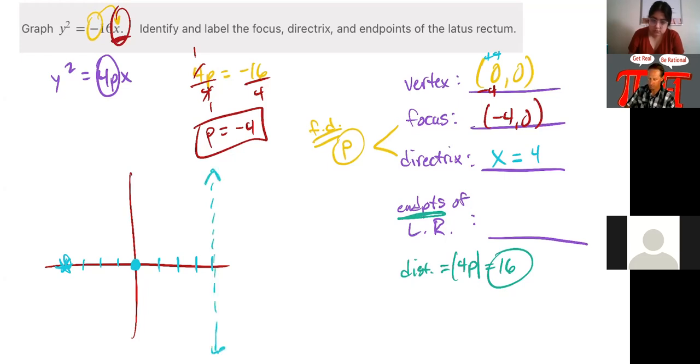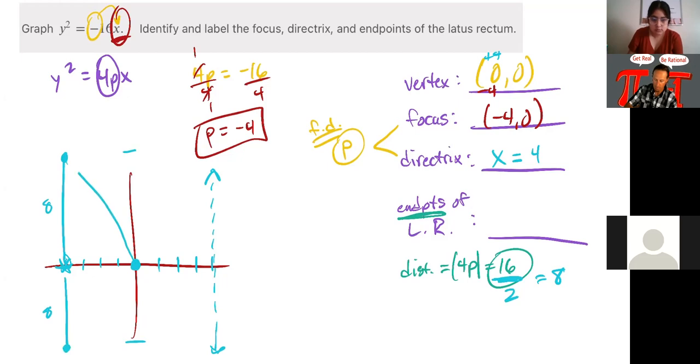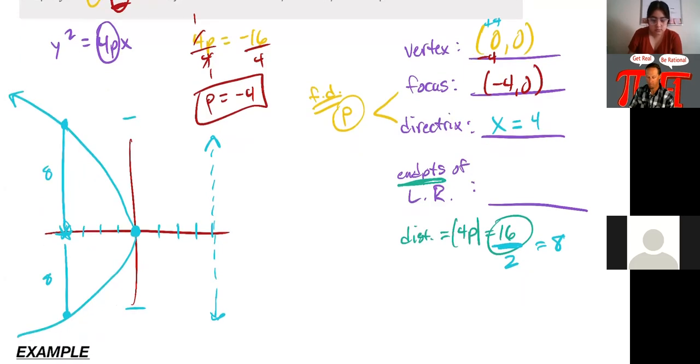And then all we need to graph this is the endpoints of that latus rectum, which we already know the whole distance is 16. And therefore, we know half of that would be 8. So we go to where our focal point is, and we will go from here a distance of 8. And I'm going to put negative, even though it's just a distance, right? Those would be our endpoints, which allow us to draw this perfect symmetrical parabola.